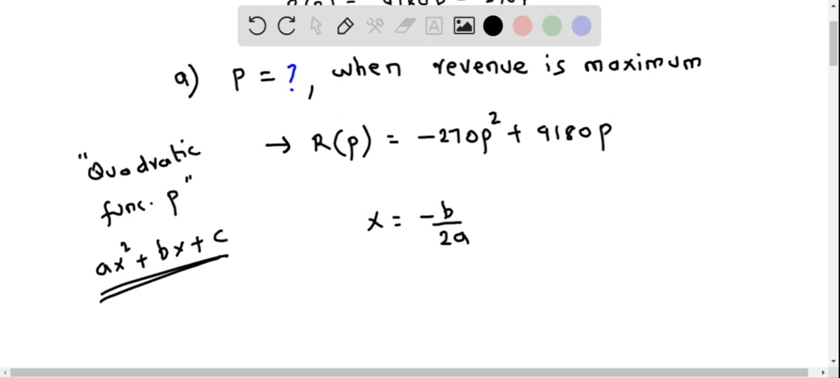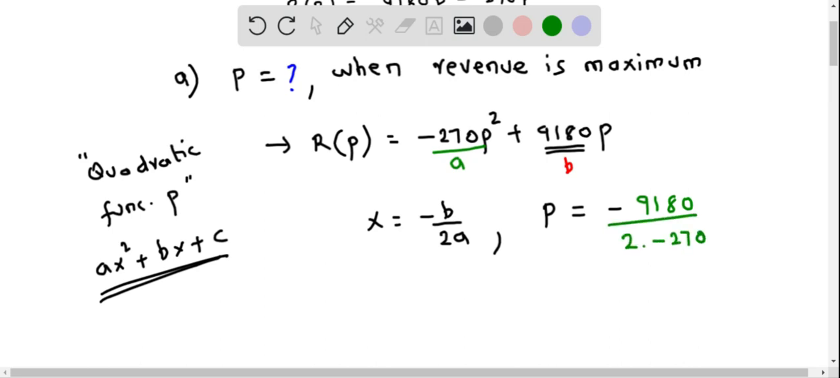And similarly, for this quadratic function, that is the revenue function, we can apply this formula to determine the value of p such that the revenue is maximum. So we say that p equals, we put negative, and this quantity is b, that is 9180, and this quantity is a, that is negative 270. So therefore I put negative b, which is 9180, and this is divided by 2 times a, which is negative 270.